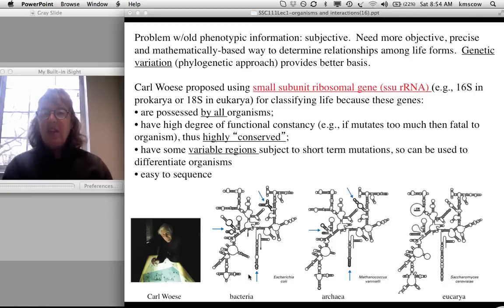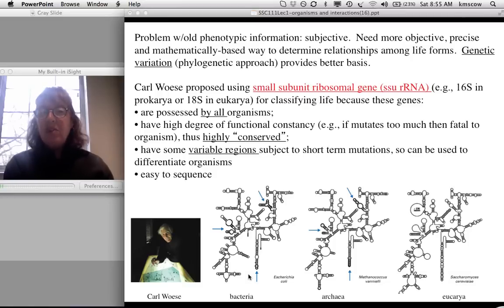So the small subunit ribosome is possessed by all organisms. It has a high degree of conserved regions. You can see from the pictures below, there are the secondary structures. The ribosomes for bacteria, archaea, and eukarya. And you can see if you just glance at those pictures, there's a lot of similarities among them, even though these are very different groups of organisms.